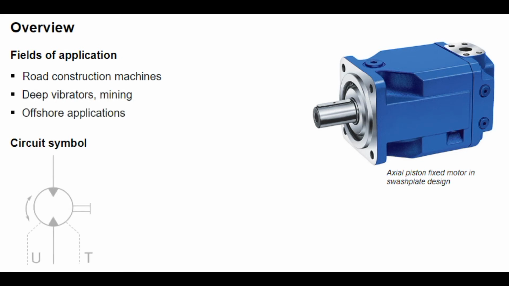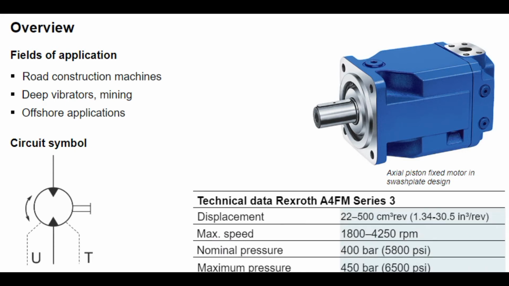and flushing port. The Rexroth A4FM Series 3 fixed motor comes in 8 different sizes, from 22 to 500 cubic centimeters per revolution. Depending on size, the motor has a maximum speed range of 1,800 to 4,250 revolutions per minute at a nominal pressure of 400 bar, with temporary maximum pressure up to 450 bar.